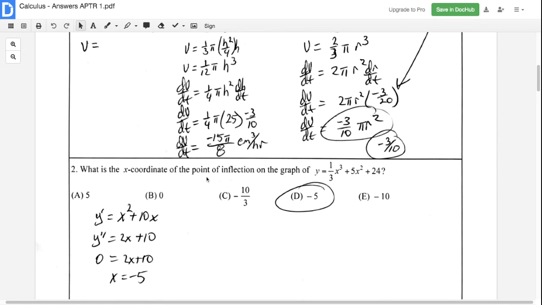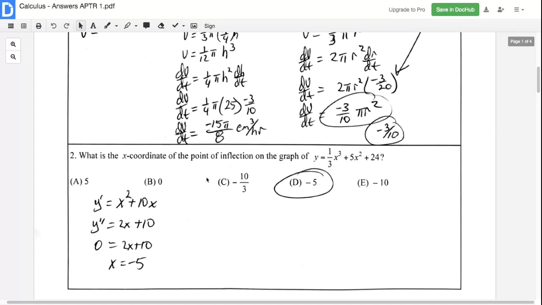Number 2, x-coordinate of the point of inflection. We get points of inflection from the second derivative. So I'm going to take the second derivative, nothing fancy there. I set it equal to 0. I solve, I get -5. And I get one choice that's -5.